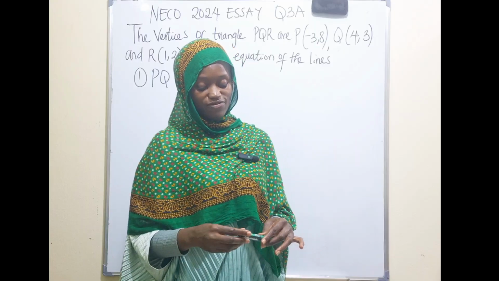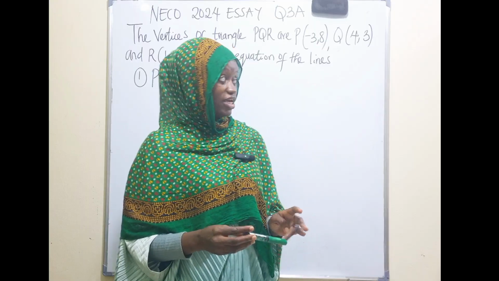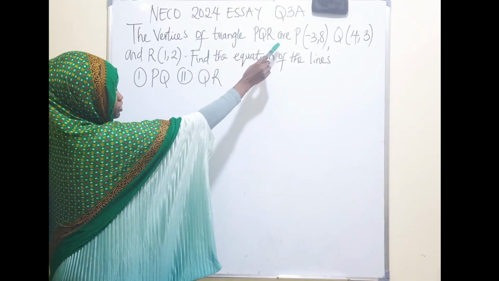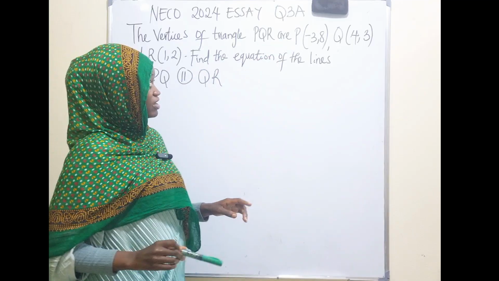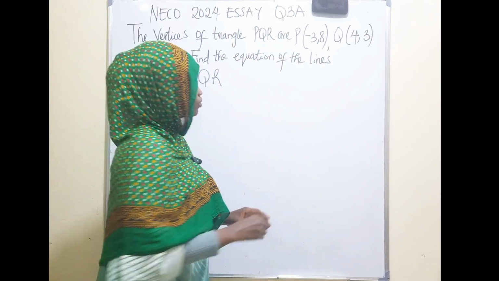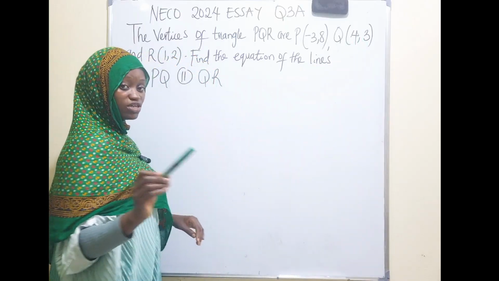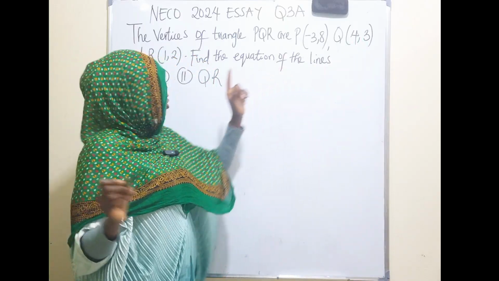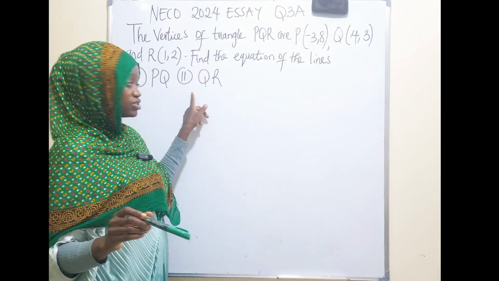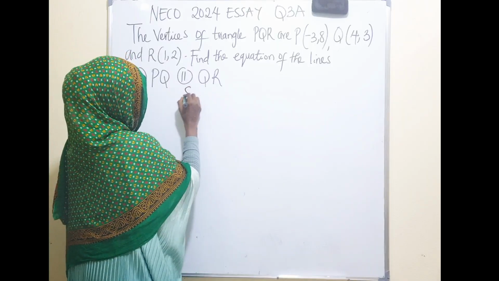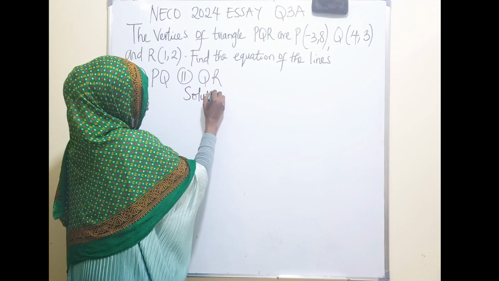So today we have question 3A to solve, which says the vertices of triangle PQR are P (-3, 8), Q (4, 3), and R (1, 2). So we have to find the equation of the lines, for the first one PQ, the second one QR. So let's get started.